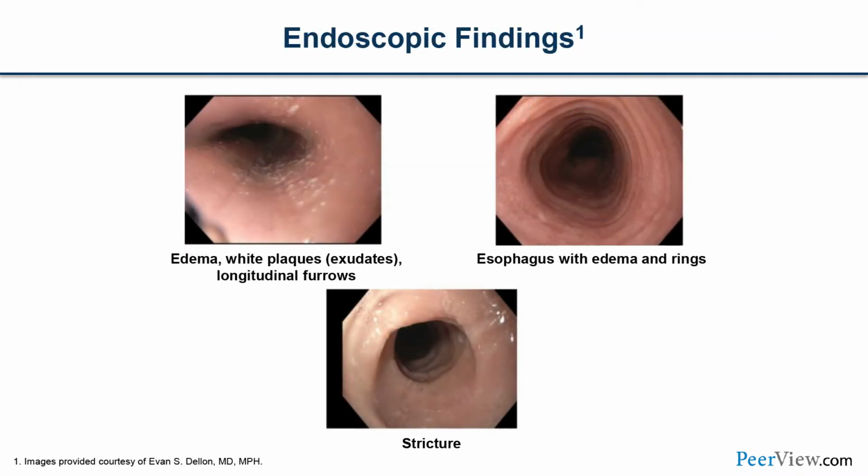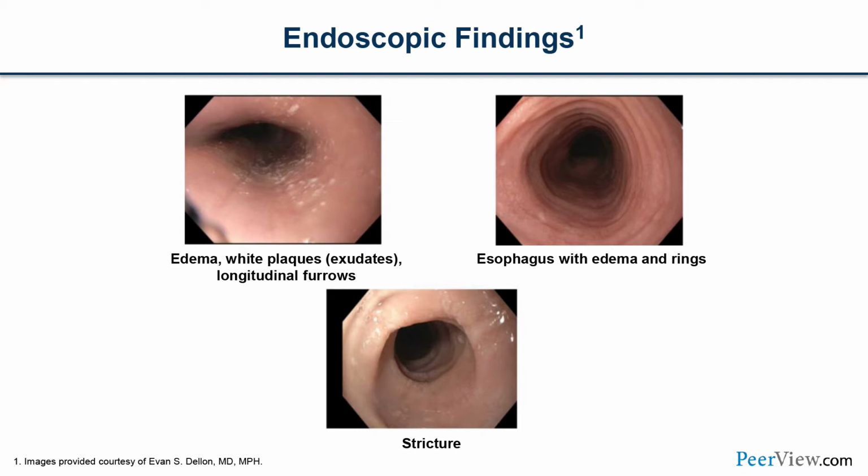Okay, so when we're thinking about the diagnosis, you should recognize the endoscopic findings of EoE, and these are some illustrative examples. This is a picture of really the inflammatory findings. So you have exudates, these are the white plaques. This is not Candida. These are thought to be eosinophil microabscesses here.